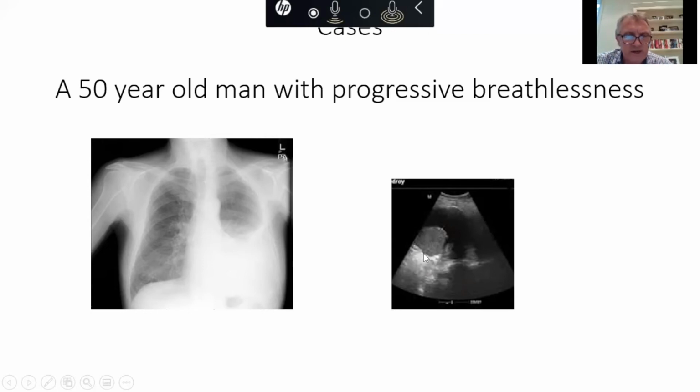But again, ultrasound is just taking it one step further. You will not get the true diagnosis until you do a biopsy. And of course, the patient would need a staging CT.